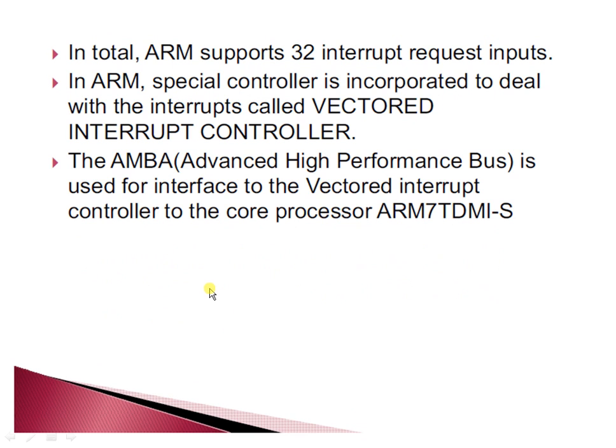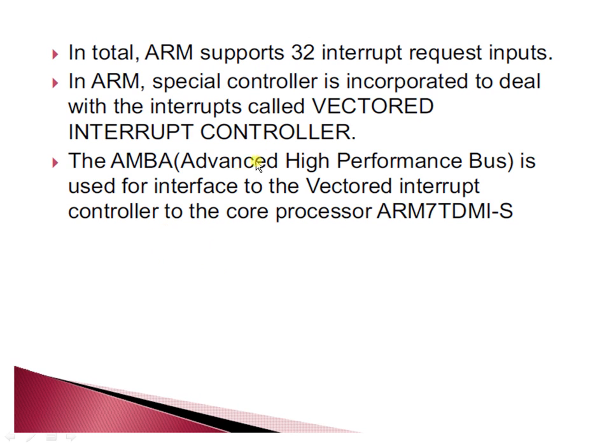Now if you look at the architecture of ARM, inside this architecture you'll find one block, the vectored interrupt controller. The vectored interrupt controller is the block which will take all the interrupts from the peripherals, and then those interrupts are given to the ARM core. This interrupt controller, that is VIC, can support a total of 32 interrupts.